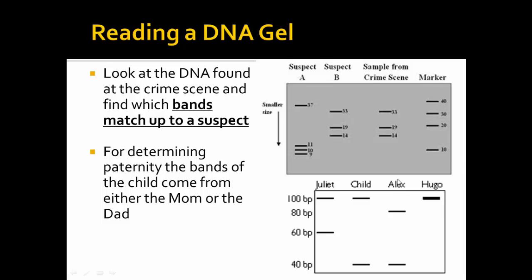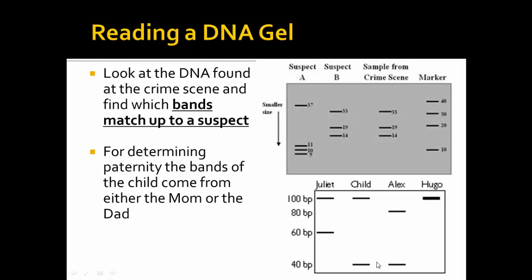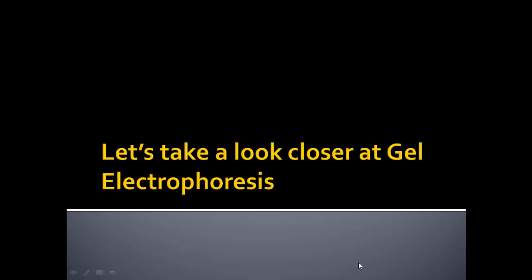So we're trying to determine if Alex here is the father or if Hugo's the father. So if you're looking at their bands of DNA, you want to find a band that matches up with that child's band. So the child here has one band in common with the mom and one band in common with Alex. Since Hugo also has the band in common with the child that Juliet has, it's unlikely that he's the father because we see the child is also getting a band from somewhere else, presumably from Alex, who also shares that DNA band. So now let's take a look more closely at how gel electrophoresis actually works.